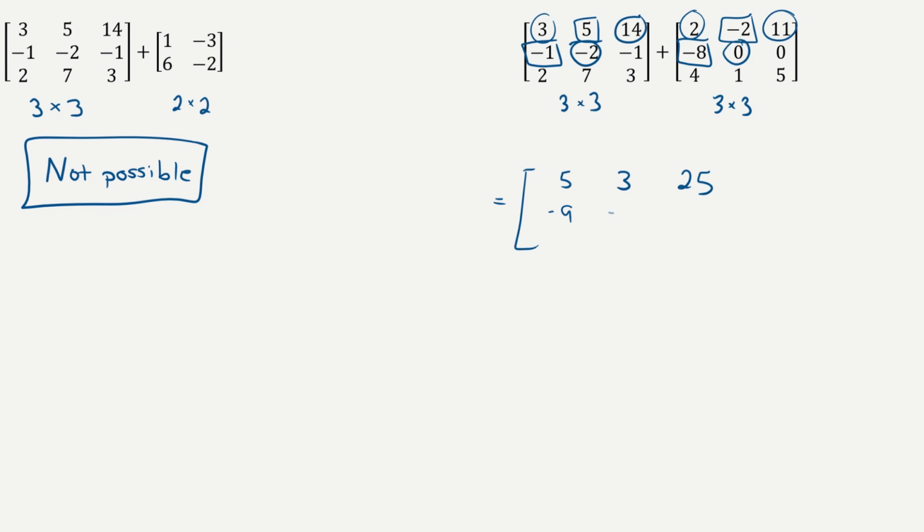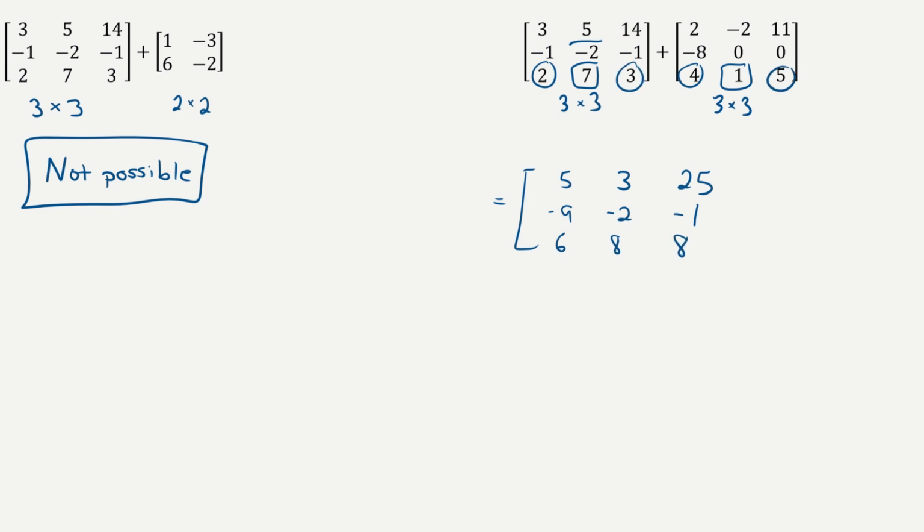-2 plus 0 is -2. -1 plus 0 is -1. Clear this out for the last row. 2 plus 4 is 6. 7 plus 1 is 8. And mind-numbingly, 3 plus 5 is also 8. Okay, and it results in a 3x3 matrix, as it should. And there you go, there's basics on vector addition and subtraction.